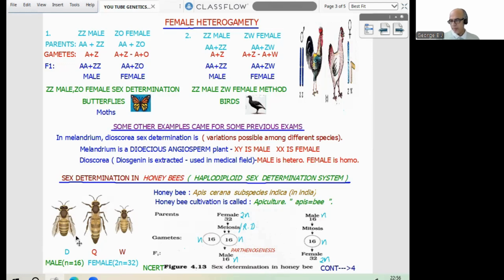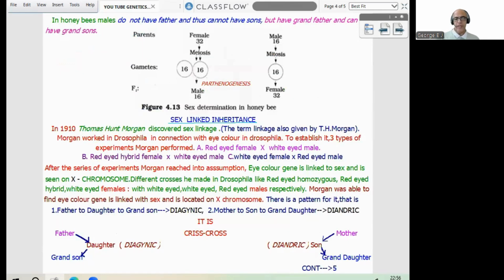Now the famous honeybees, haplo-diploid sex determination. Female is diploid, 2n = 32, male is haploid, n = 16. On the female side meiosis will take place, on the male side only mitosis. Then one gamete fuses with the male gamete, then it becomes 2n = 32, again female. Suppose the male gamete is not able to fuse, it will be aborted. The female gamete will be parthenogenetically developing into male. That is a special mechanism seen in honeybees, the haplodiploid mechanism of sex determination.